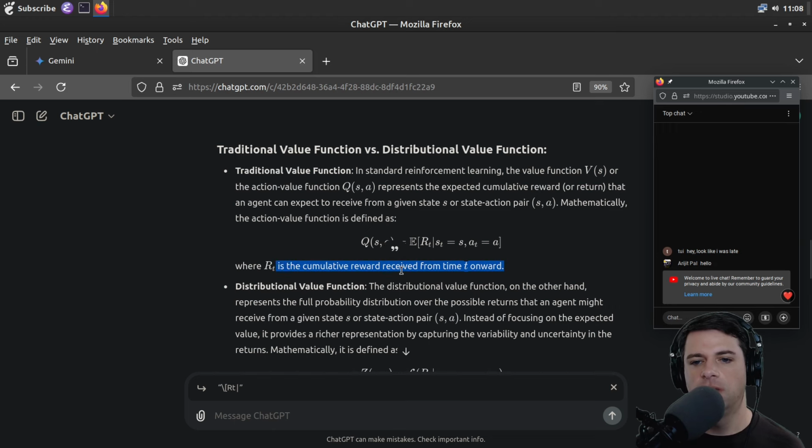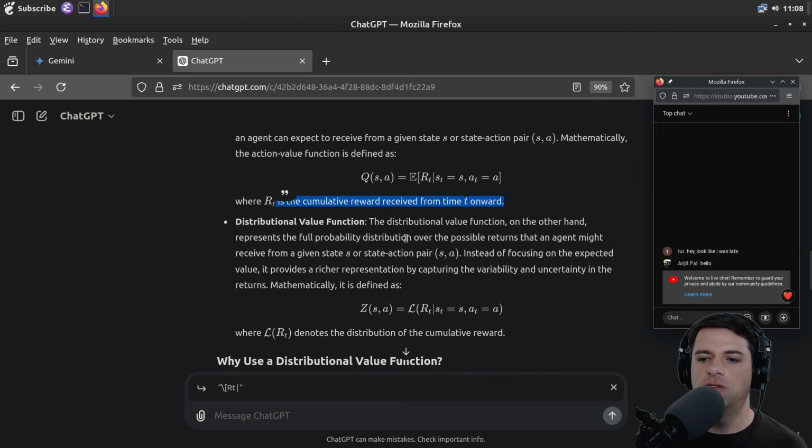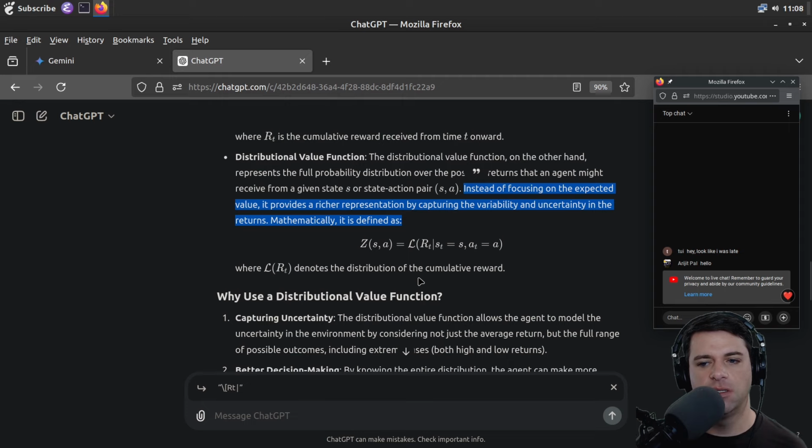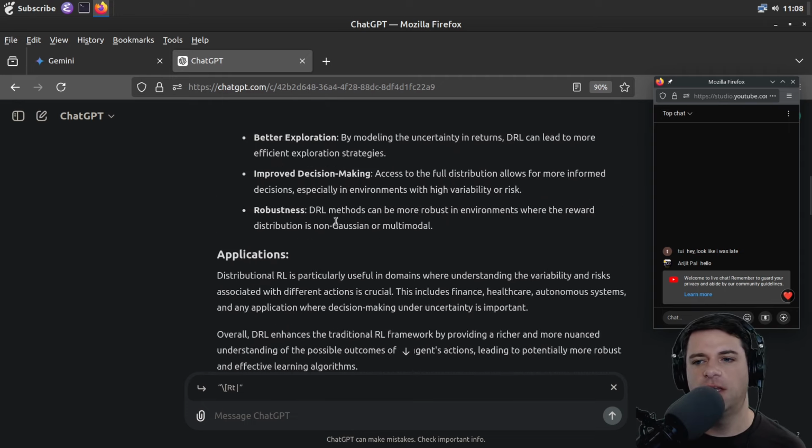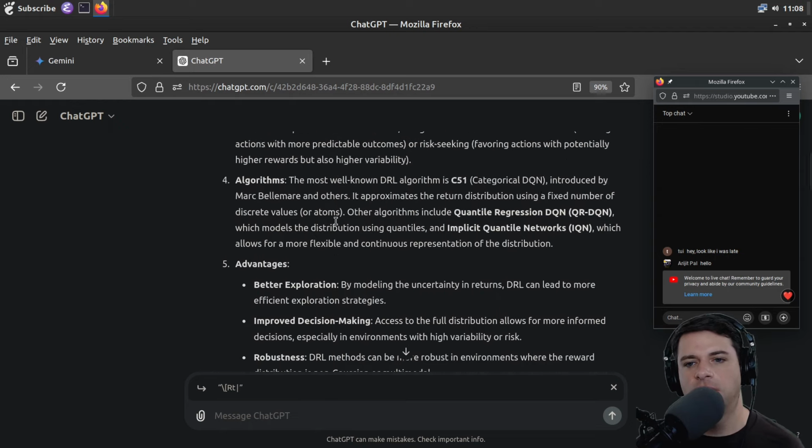such that S_T is equal to S and A_T is A, where R_T is the cumulative reward received from time T onward. A distributional value function, on the other hand, represents the full probability distribution over the possible returns that an agent might receive from a given state S or state action pair. Instead of focusing on the expected value, it returns a richer representation. So it's just, yeah, fine. The thing has to have a name, and that's its name. Sounds good.